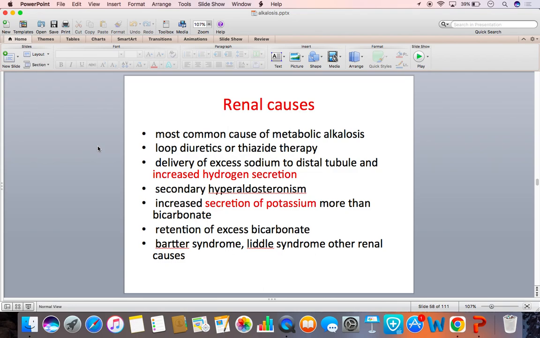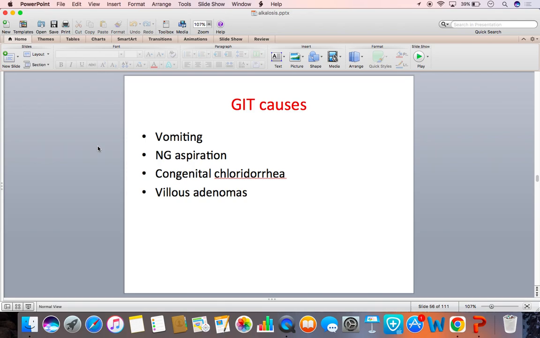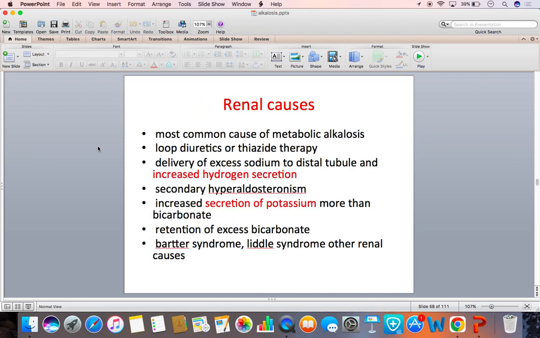What are the renal causes? First, we touched on the GIT causes, then renal causes of metabolic alkalosis. The most common cause of metabolic alkalosis is the renal cause, like loop diuretics and thiazide diuretics. Delivery of excess sodium to the distal tubule increases hydrogen ion secretion. When you are using diuretics, a greater amount of sodium is delivered to the distal tubule. That results in increased hydrogen secretion.